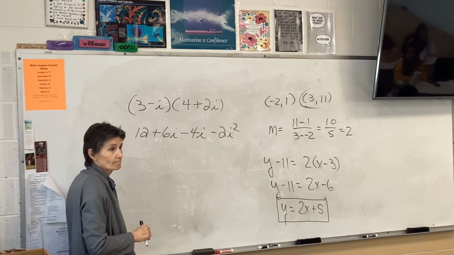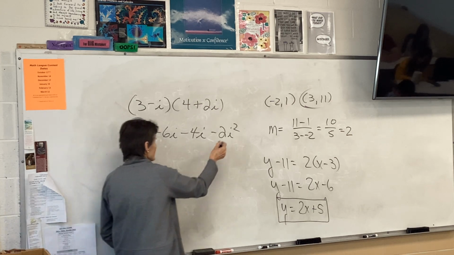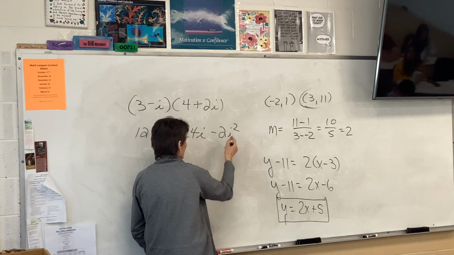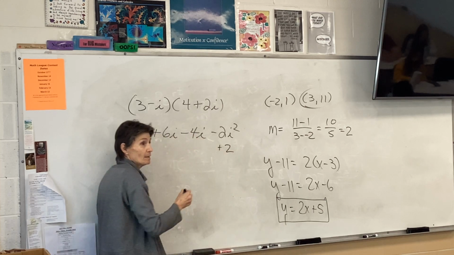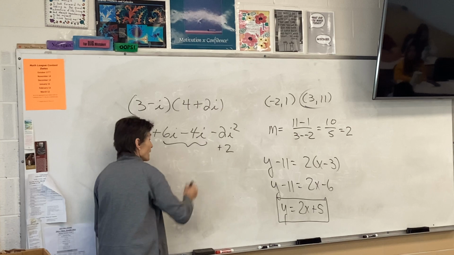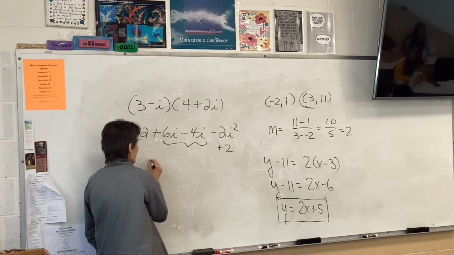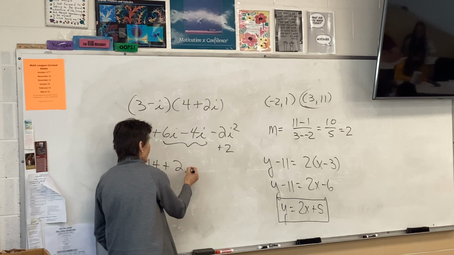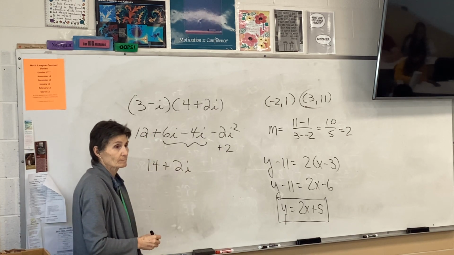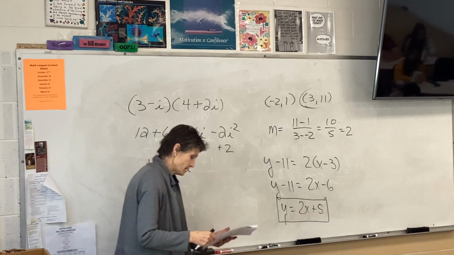Okay. Then what? Make the 2i squared. This i squared is -1, so that becomes a +2. These two can be added. So it looks like I have 14 plus 2i. Easy.